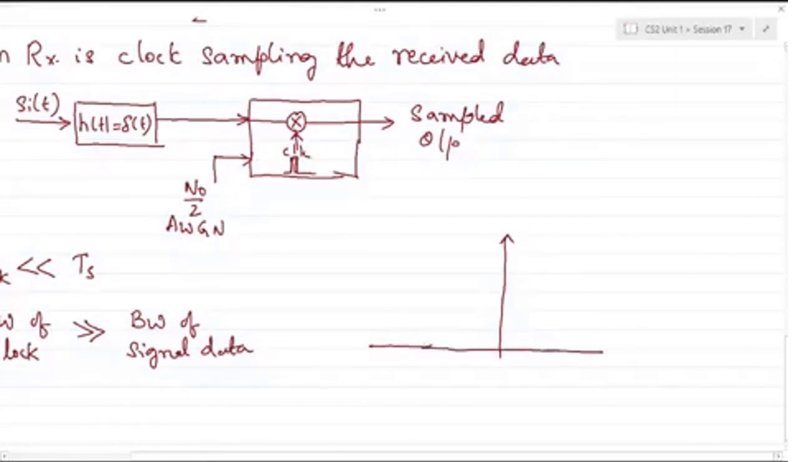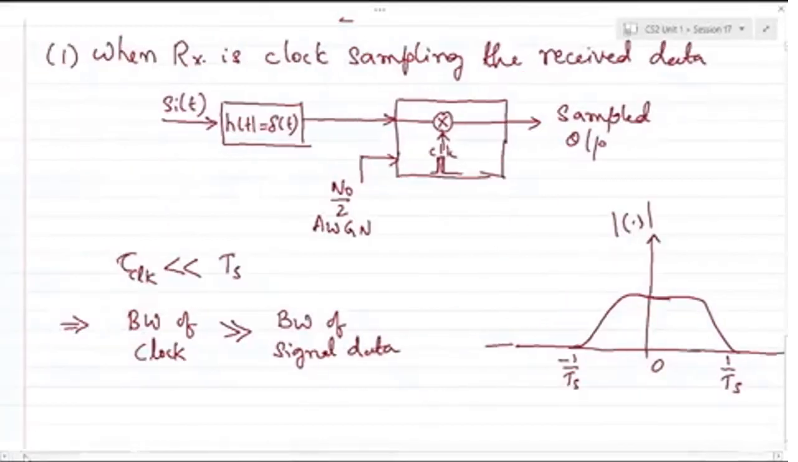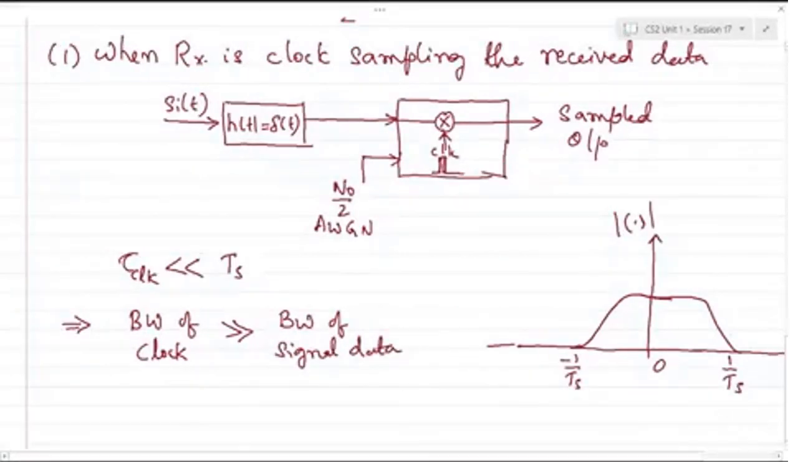I would appreciate this. If you take the magnitude spectrum, the desired signal will occupy a certain bandwidth. Since we are talking about low pass signals, I can center it at 0. With a symbol duration of Ts, the bandwidth will be from minus 1 over Ts to 1 over Ts. And your clock duration is much less than Ts, being a pulse waveform. So what is the frequency domain representation of a pulse waveform?